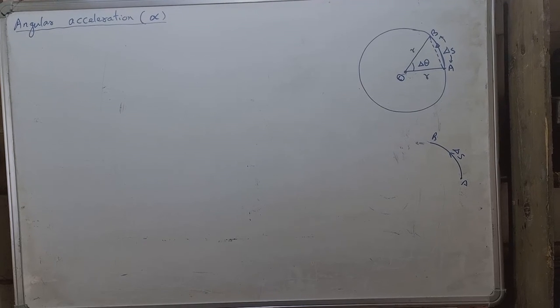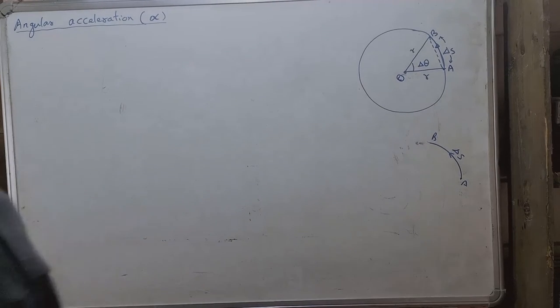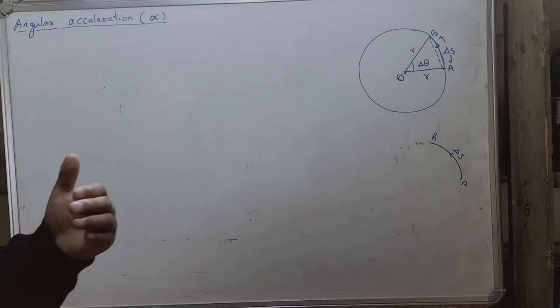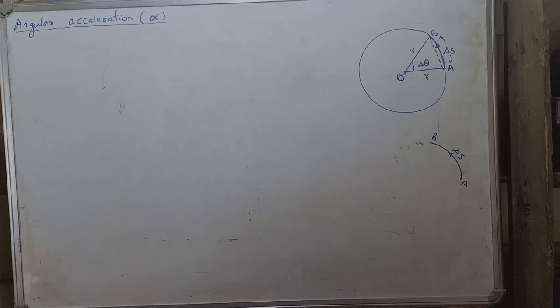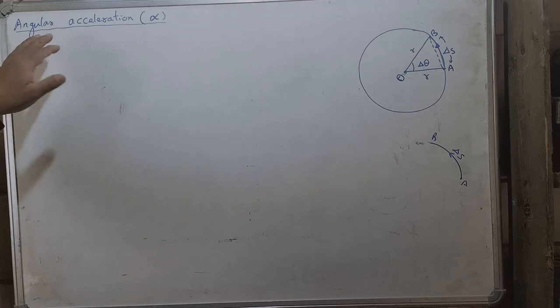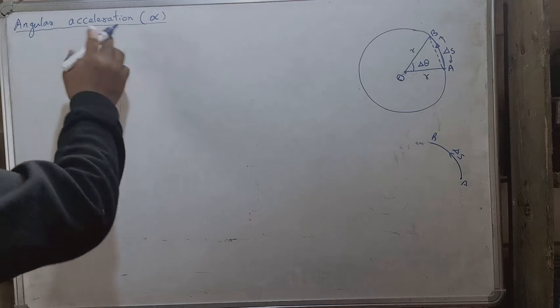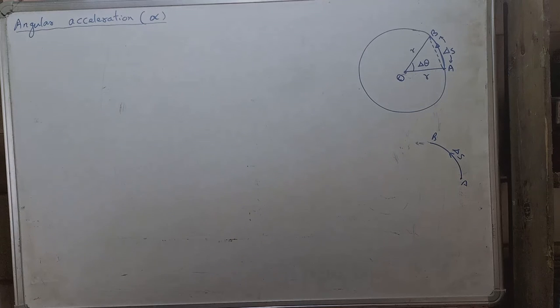Angular acceleration. This angular acceleration is defined in a similar way to how we define linear acceleration. That is, when a body moves along a straight line, the acceleration of the body is defined as the rate of change of linear velocity. So similarly, for angular acceleration, we define it as the rate of change of angular velocity. Fine. And this angular acceleration is denoted by alpha.